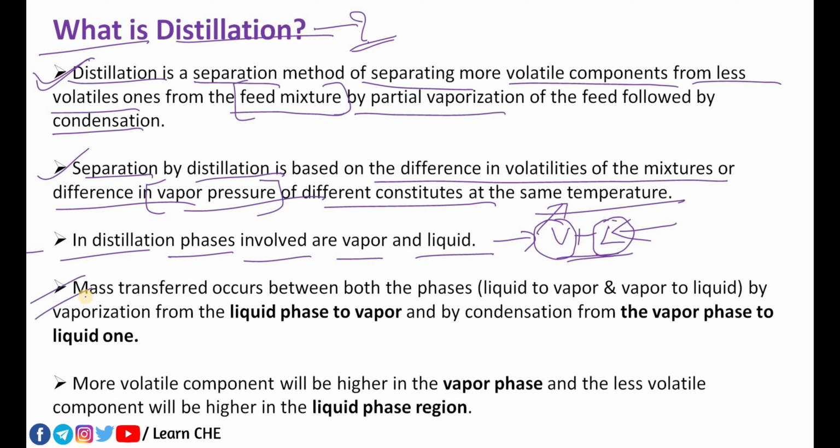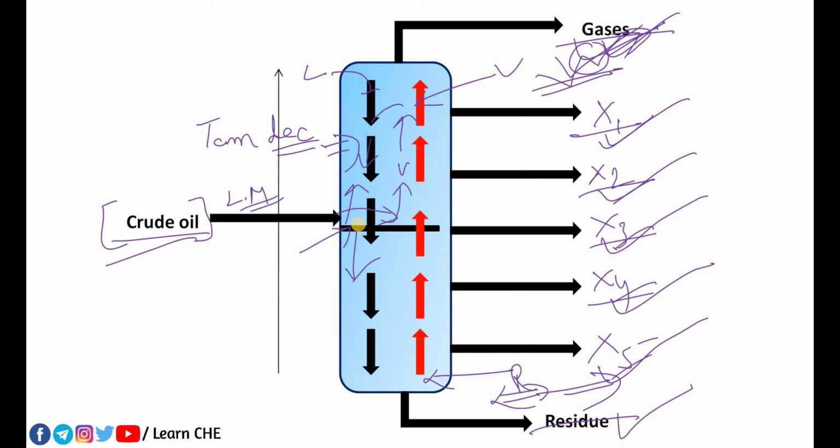Okay, now the point here is that mass transfer occurs between both the phases, meaning liquid to vapor and vapor to liquid. How? Just see in this diagram that liquid is converting into vapor. How? This is done by vaporization, right? And vapor is converted into liquid.